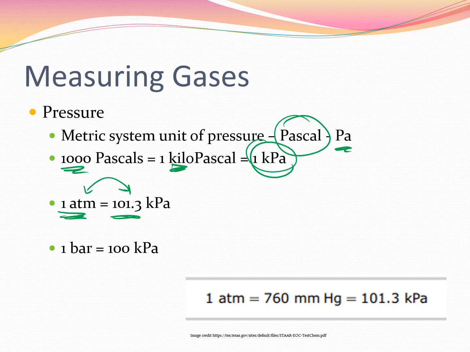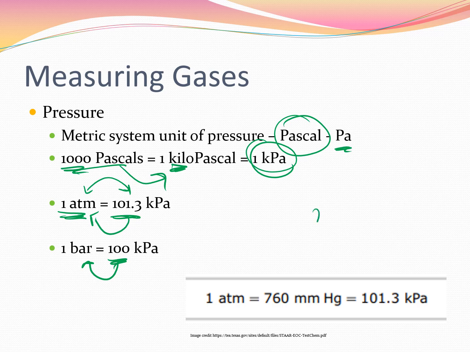But wait, we really like the number 100. So we decided we needed one more unit of pressure. Actually, we have a lot more. I'm just going to talk about one more. So 100 kilopascals is 1 bar of pressure. 101.3 kilopascals is 1 atmosphere of pressure. 1,000 pascals is 1 kilopascal.